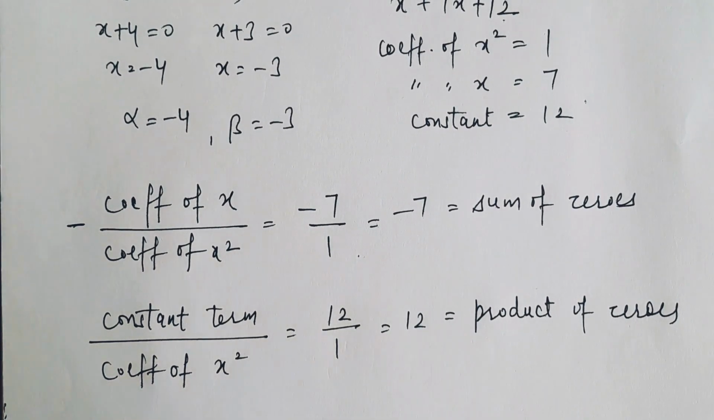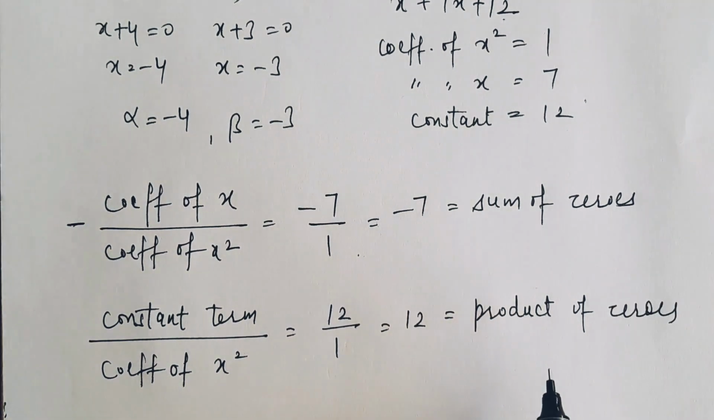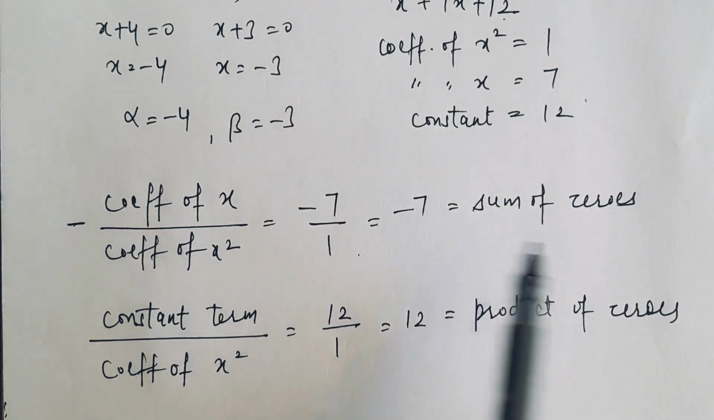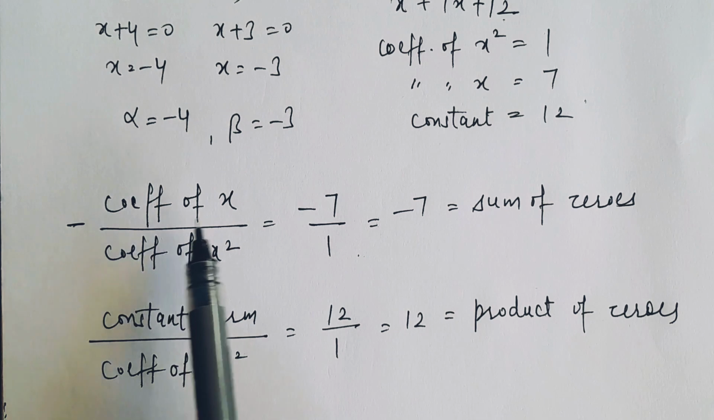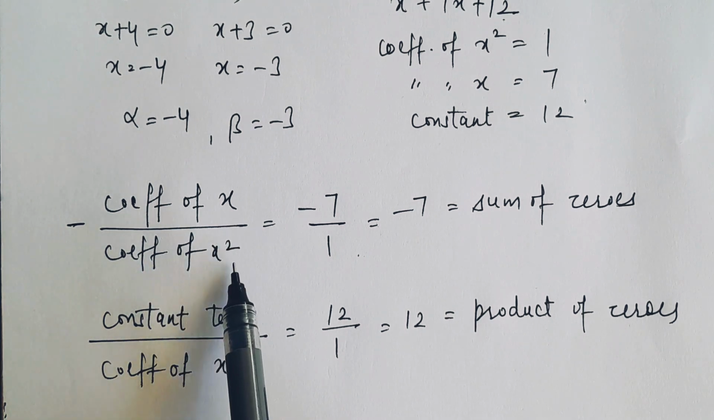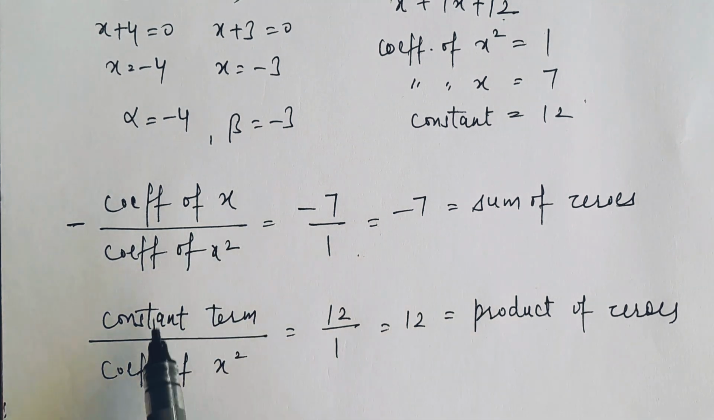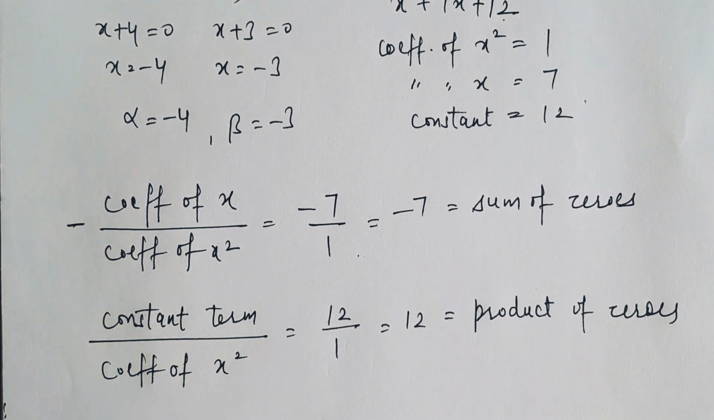So that means the relation is, sum of zeros is equal to minus coefficient of x by coefficient of x square, and product of zeros is equal to constant term by coefficient of x square.